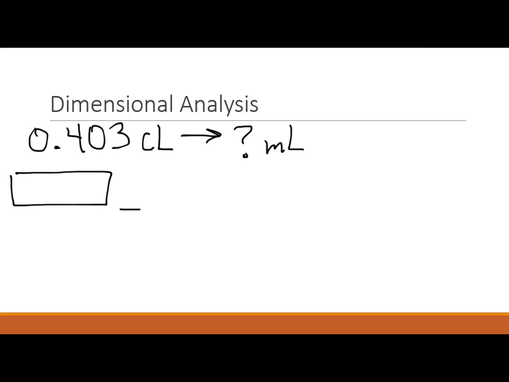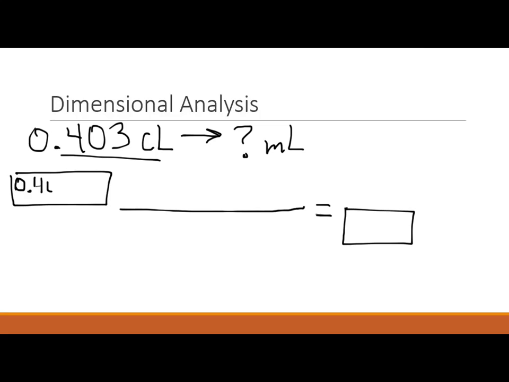Put a square in the top left, and then a square in the bottom right. Now, what goes in my top left-hand box? You're right, it's always the number that's given along with its corresponding unit. So in this case, 0.403 centiliters. And then my question mark always goes in the bottom right.